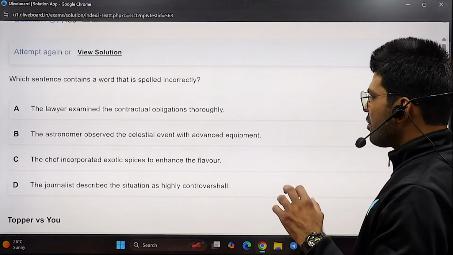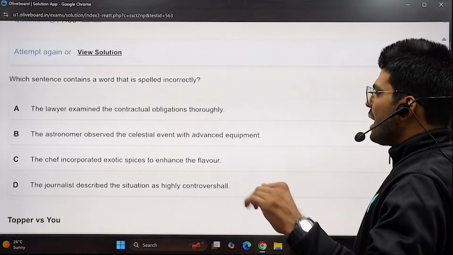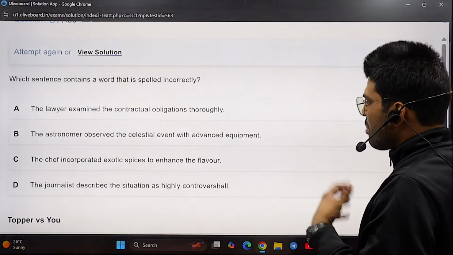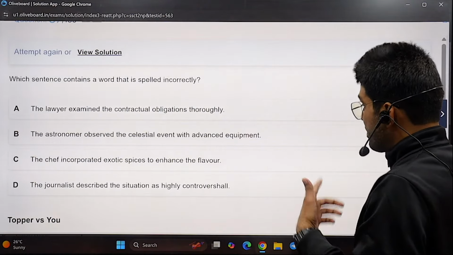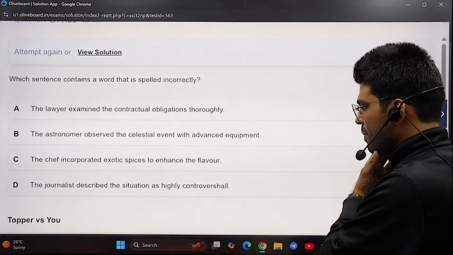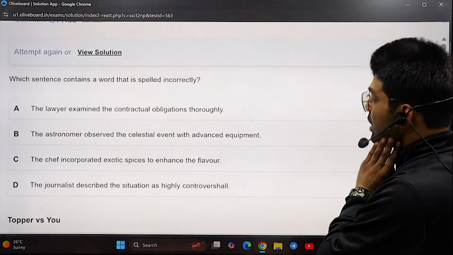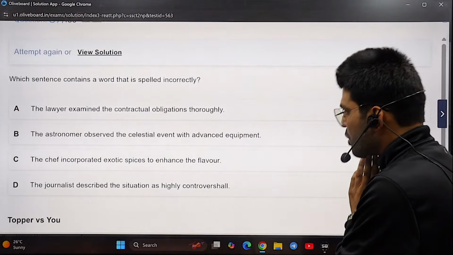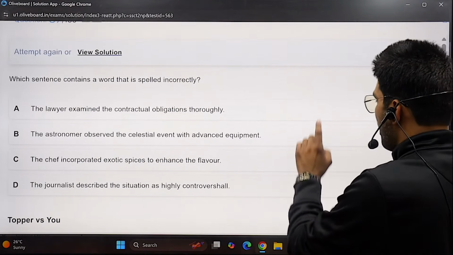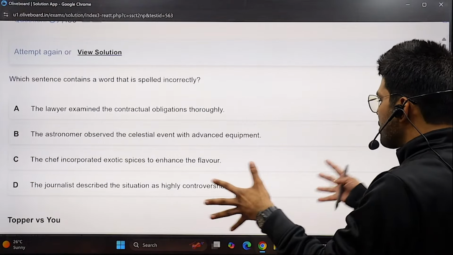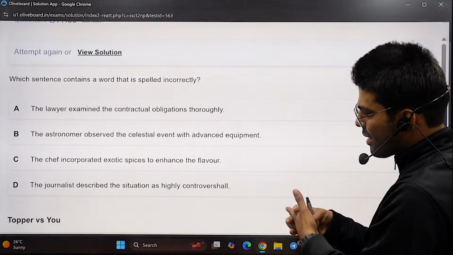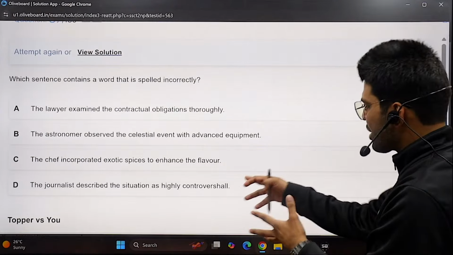Incorrect. Chief chef incorporated exotic spices, not species, to enhance the flavor. British journalist described the situation as highly controversial. It's not controversial, it's S-I-A-L. That's it. No shall here.